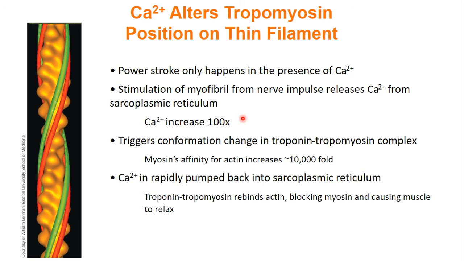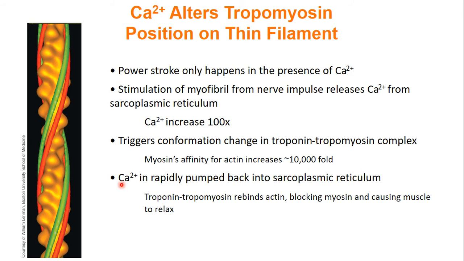Tropomyosin and troponin will bind this calcium, and this will cause a conformational change in these proteins, and the proteins will be released from actin. Now that the F-actin is cleared, myosin will grab actin, so it will have an affinity increase about 10,000-fold. But the calcium is only there for a very short amount of time. It is rapidly pumped back into the sarcoplasmic reticulum because you don't want your muscles to continuously contract. You want it to be controlled.